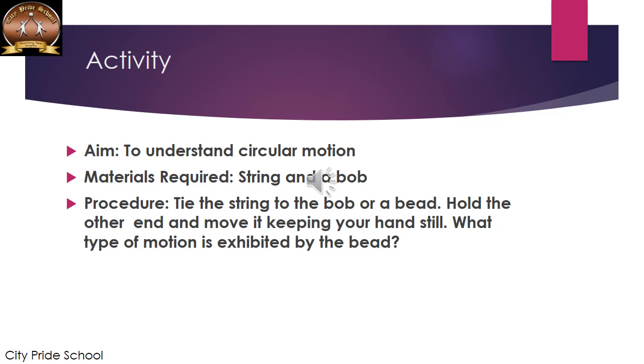So what type of motion is exhibited by the bead? It's very good. It is circular motion. Okay, and even rotational you can see, because your hand is acting as an axis. So this is circular motion. Now you will keep this string and bob intact. We are going to use it again in the next class for another experiment.